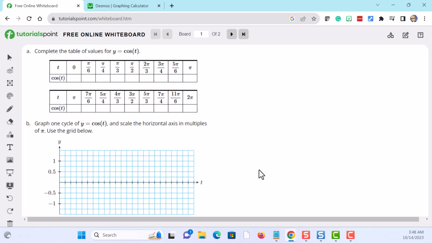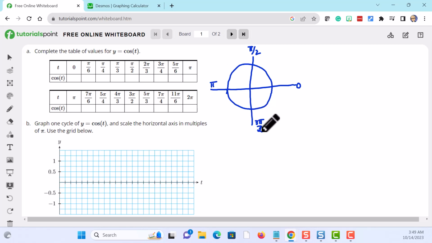In this video, we're going to complete the table of values for cosine and then use it to sketch the graph. In order to complete the table, we want to recall the unit circle. On the unit circle, we start at 0, go up to pi over 2, down to pi, down to 3 pi over 2, and then once we've completed a full revolution, we're back to 2 pi.